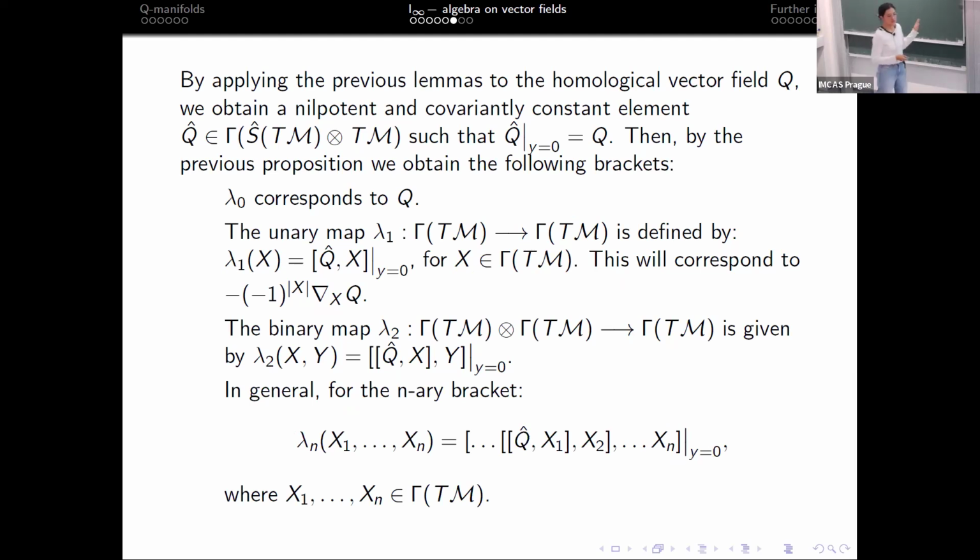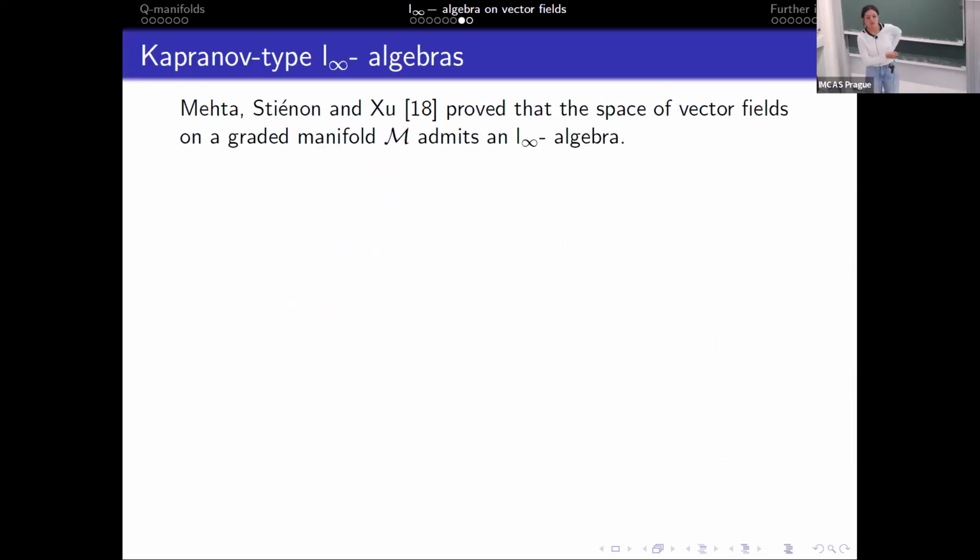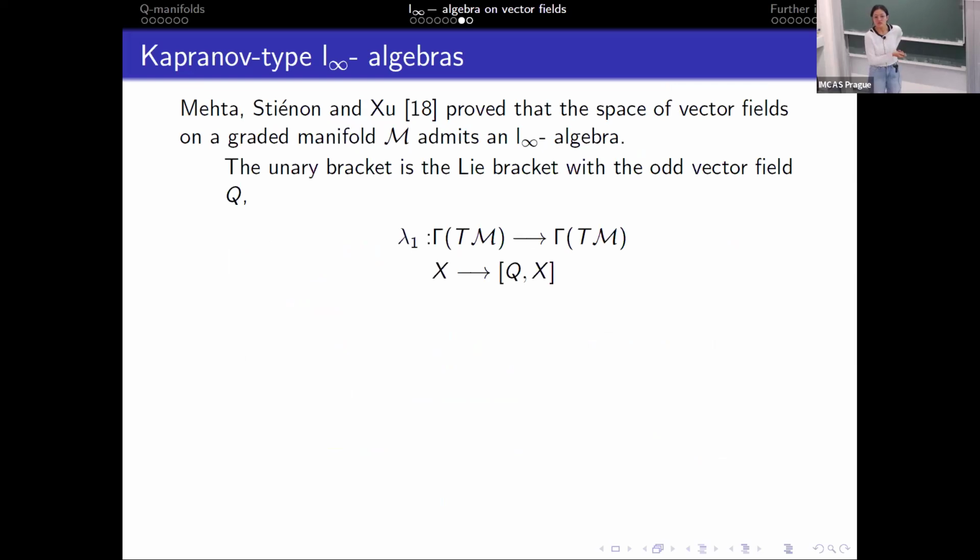So now, this is just the first L-infinity structure that I want to define. But there's a different approach to define an L-infinity algebra on the space of vector fields. This was done by these authors, Mehta, Stienon, and Xu. They proved that you can endow the space of vector fields with an L-infinity algebra. But in this case, they don't have a curvature term. They have a unary map given by the Lie derivative along Q.